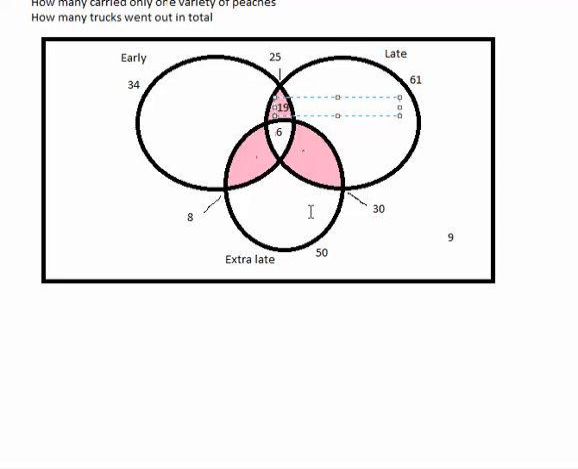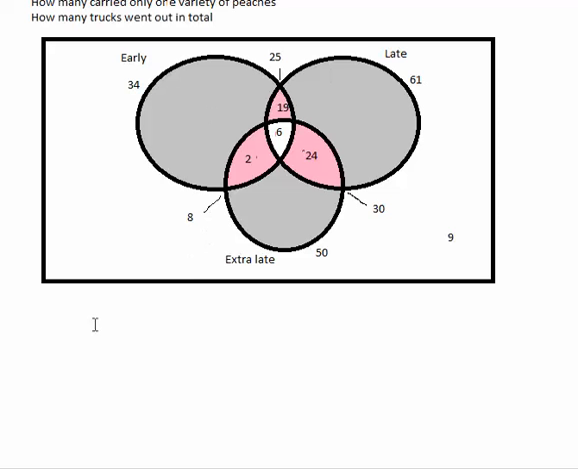In the same way, we know that 30 trucks carried late and extra late, minus the 6 trucks that carried all three, there are 24 trucks. And in exactly the same way, we find that the number of the elements in this region will be 2. Now that we know these numbers, we can go ahead and find the numbers for the regions here, here, and here. Okay, what do we do now? We have to fill in the numbers for that.